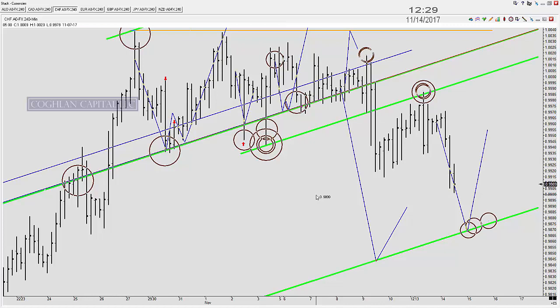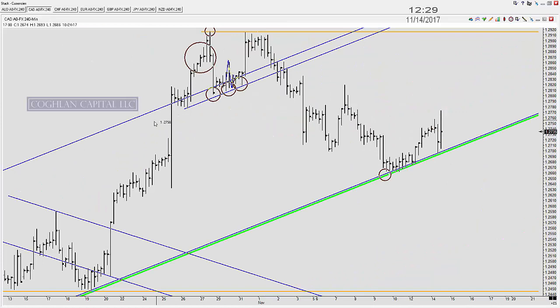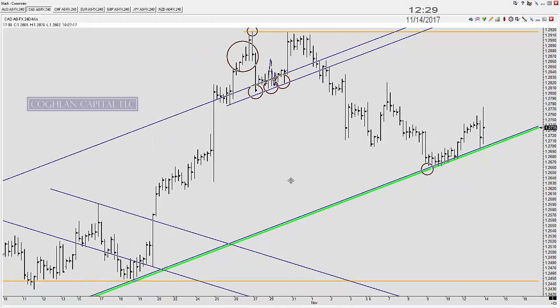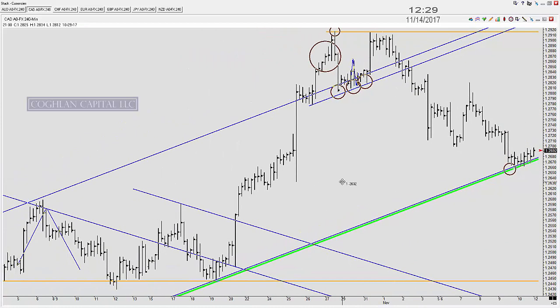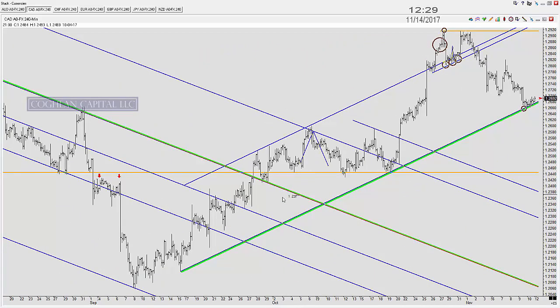Gosh, 30 minutes and that's all we've done. Let's go through CAD and Aussie and Kiwi. So Canadian dollar. If you recall, the Canadian dollar is almost identical to the Swiss franc. We have an uptrending slope, beautiful uptrending slope. We turned bullish Canadian dollar a long time ago.